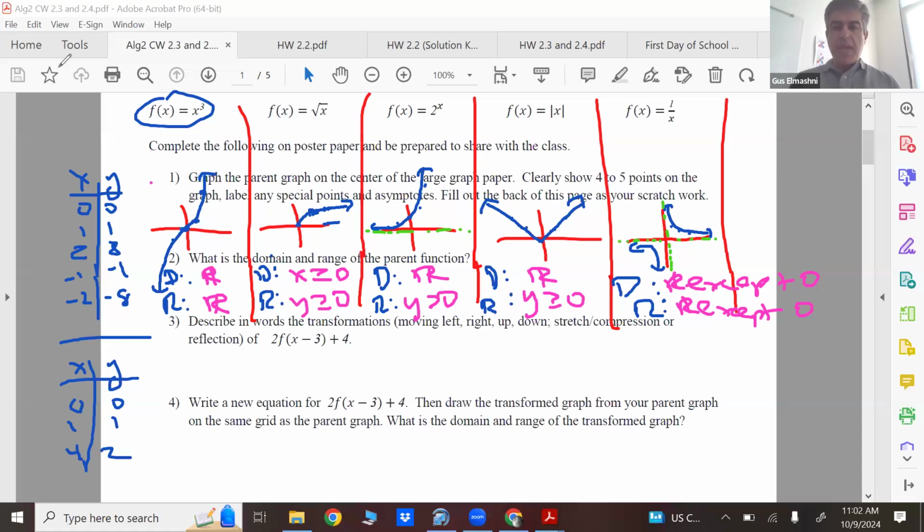Perfect. So again, you're trying to get more intimate knowledge with these functions. What is x cubed doing? What is root x doing? What is 2 to the x doing? What is absolute x doing? So we're good.